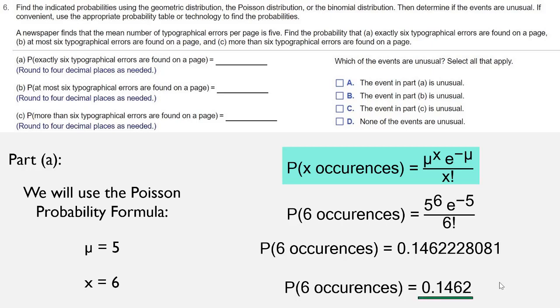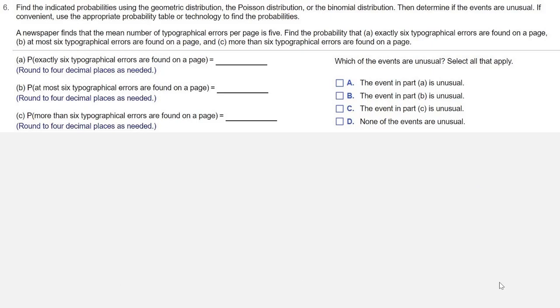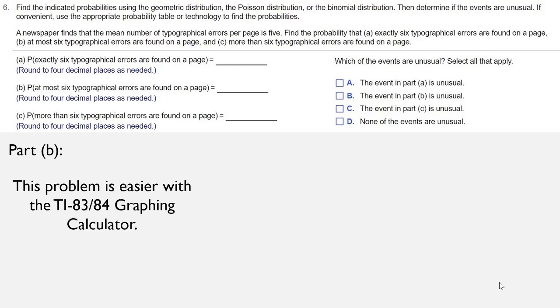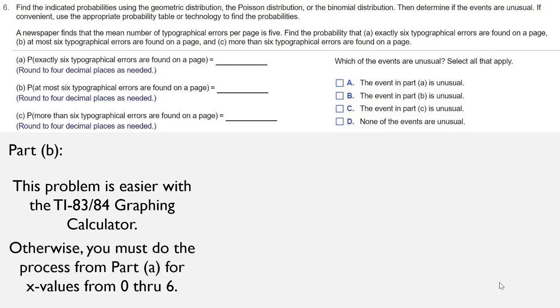In part B, the probability that at most 6 typographical errors are found on a page, we're going to turn to technology here. We're going to look at the TI-83/84 graphing calculator, because otherwise what we'd have to do is something similar to what we just did for part A, but we would have to do it for all the values for x from 0 to 6. That's 7 different formattings for that particular formula. And to save ourselves some work, we can use a built-in function on the calculator.